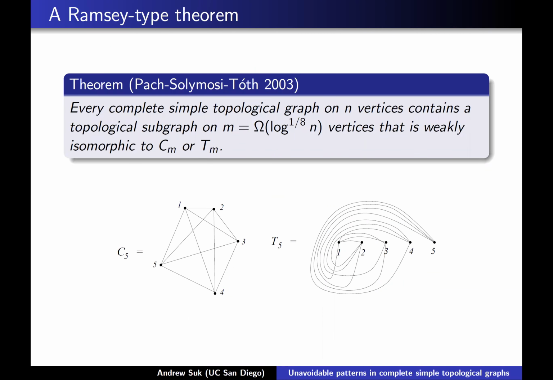Okay, so you can avoid C5 in large, complete, simple topological graphs. But what Pak, Shoyimoshi, and Toth proved is that you can't avoid both C5 and T5. So what they showed is that every complete simple topological graph on n vertices contains a topological graph on m vertices, where m is roughly (log n)^(1/8), that's weakly isomorphic to C_m or T_m.